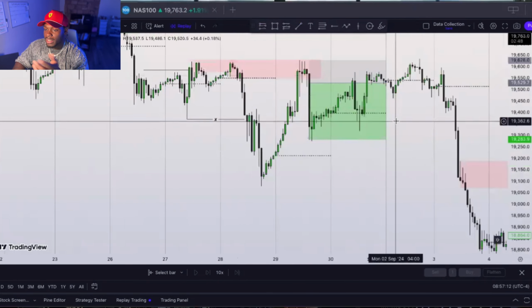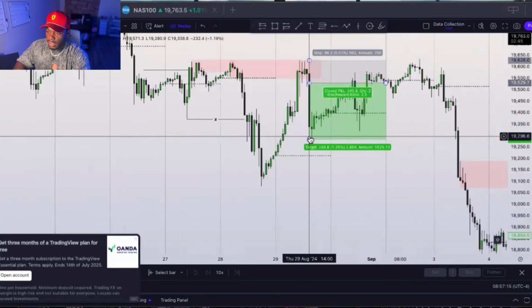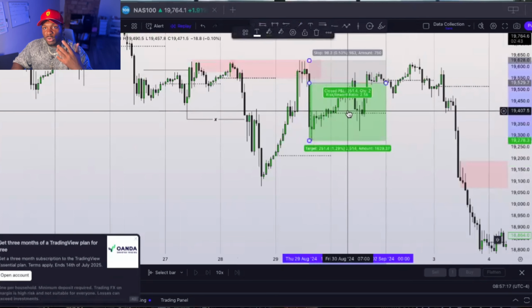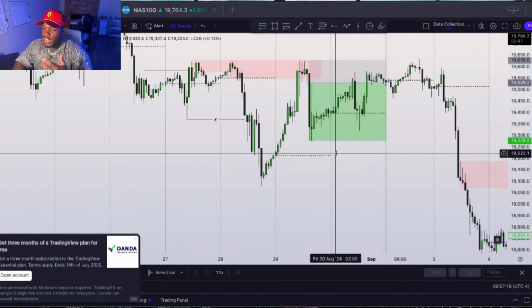It actually got swept, but it's besides the point. If you take this trade and you want more, then you're just being greedy. So this is how I utilize midnight price.